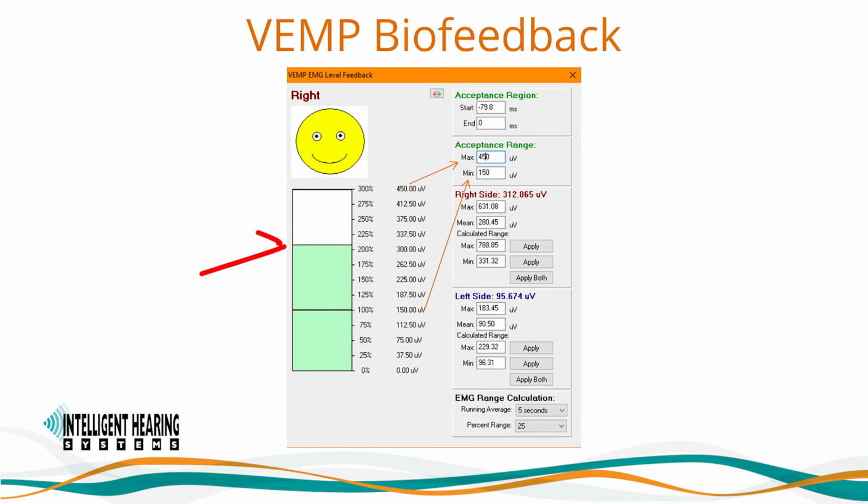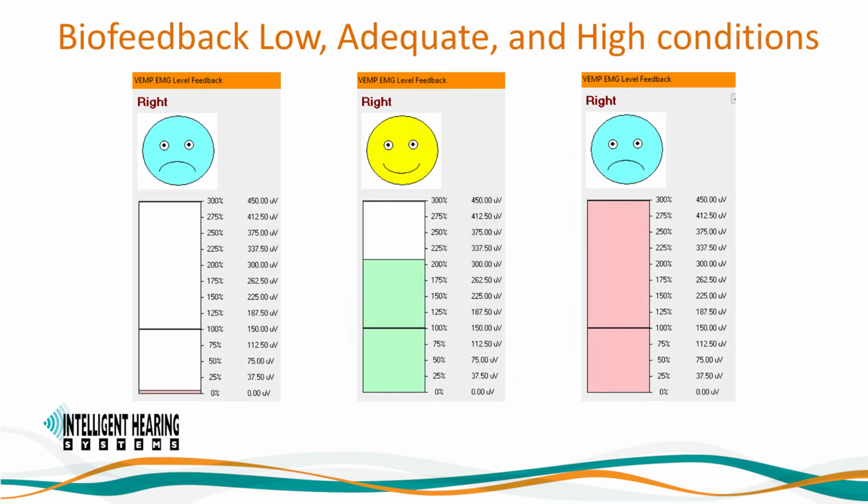The height of the bar in the bar graph in the VEMP EMG level feedback window displays the most recently acquired sweep baseline EMG levels for either the right or left amplifier channels. The horizontal lines on the bar graph represent the acceptance amplitude range min and max levels set by the user. The patient biofeedback provided via the external display option is as follows.